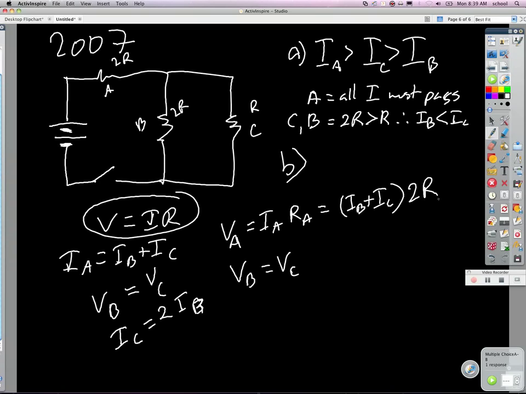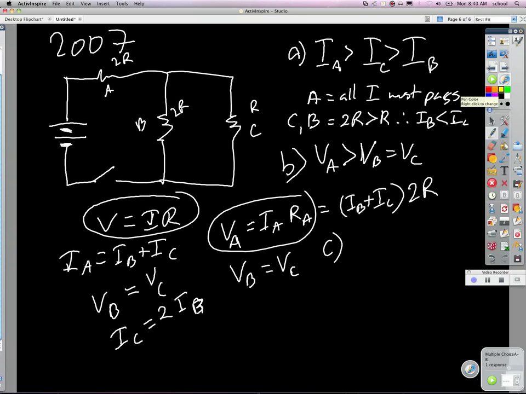Essentially, we know it's VA, which is greater than VB, which is equal to VC. And we know that VA is greater because it has the biggest resistance and the biggest current, so it must have the biggest voltage. All right, then we will move to C. C says, calculate the equivalent resistance of the circuit given R ohms. So that means this is 400 ohms, this is 400 ohms, and this is 200 ohms.